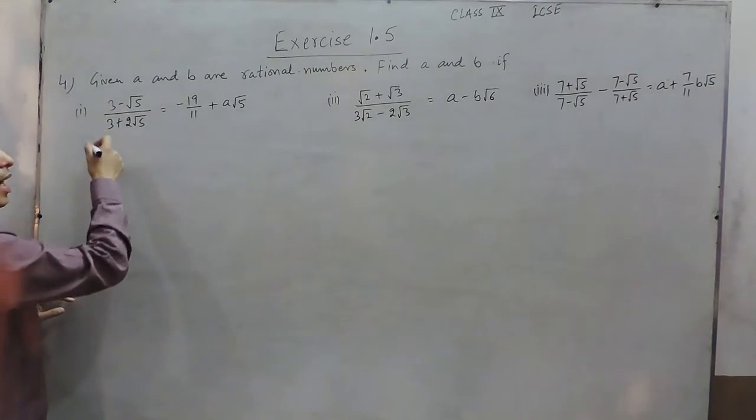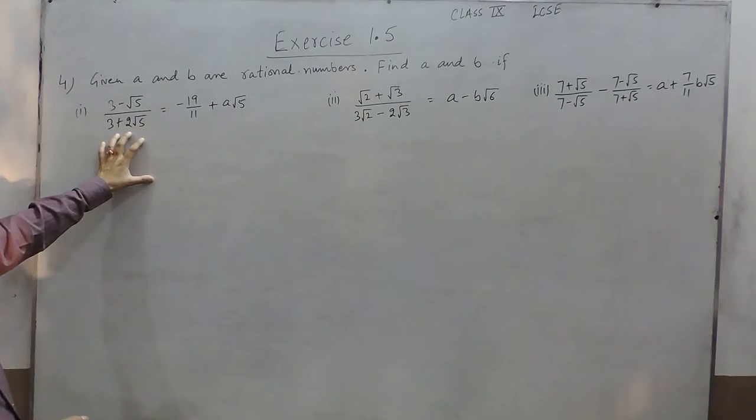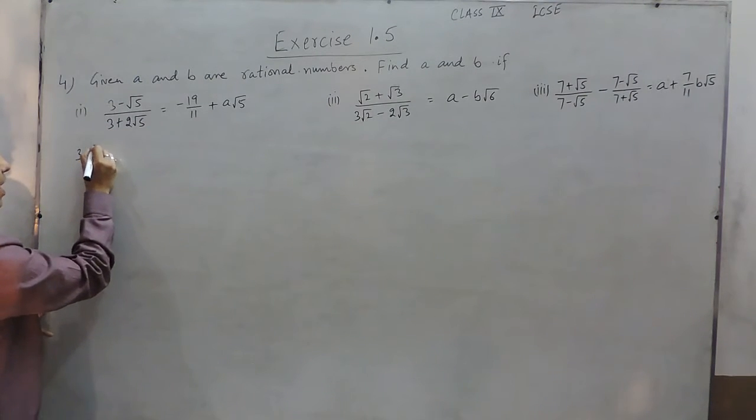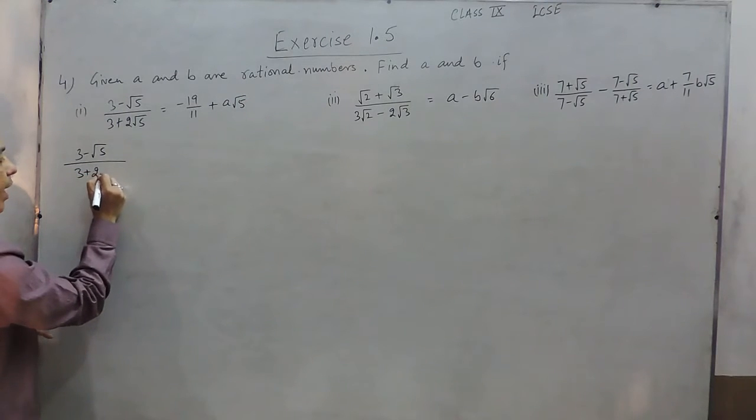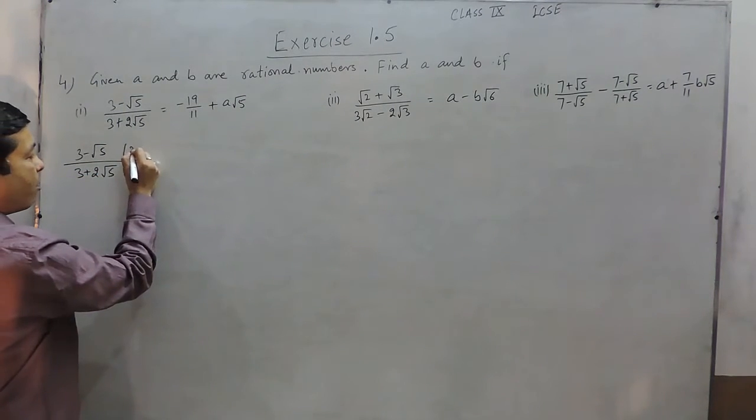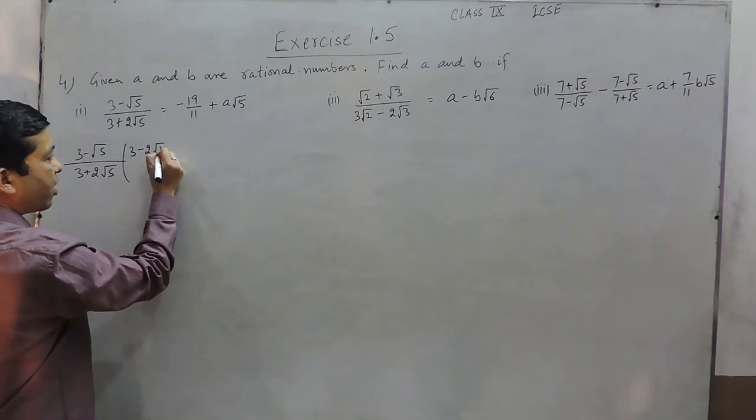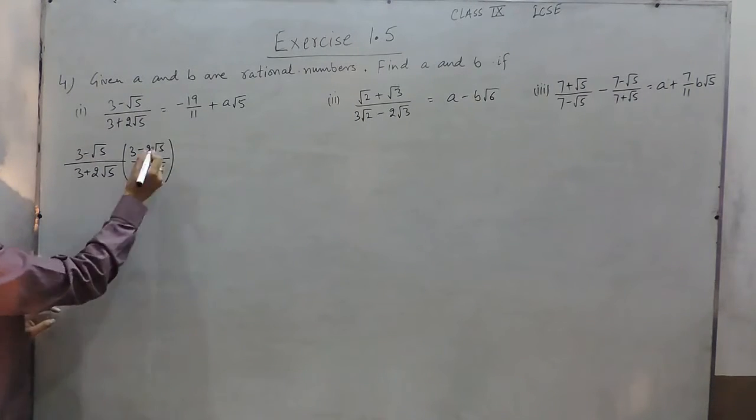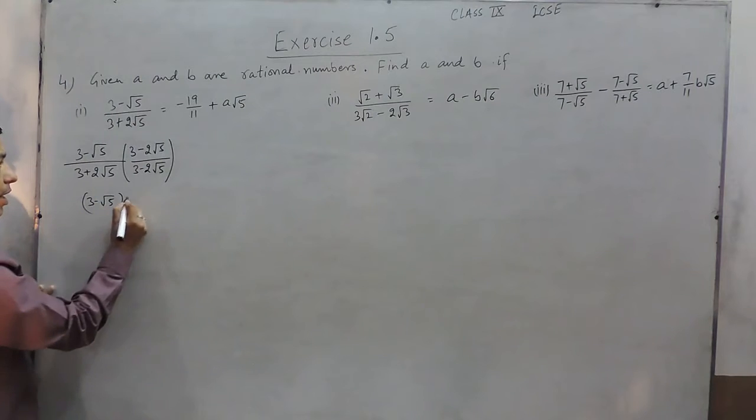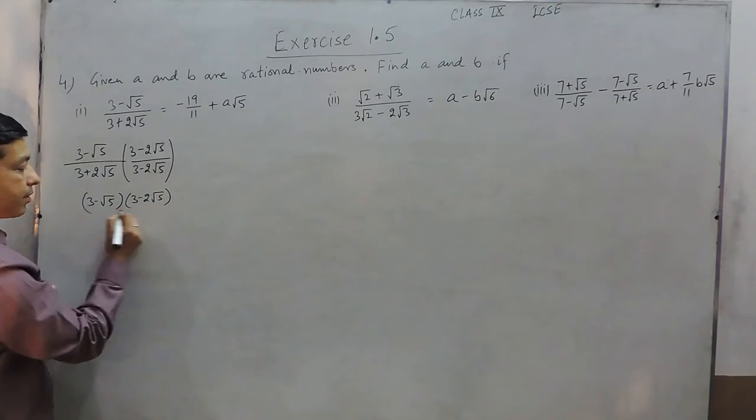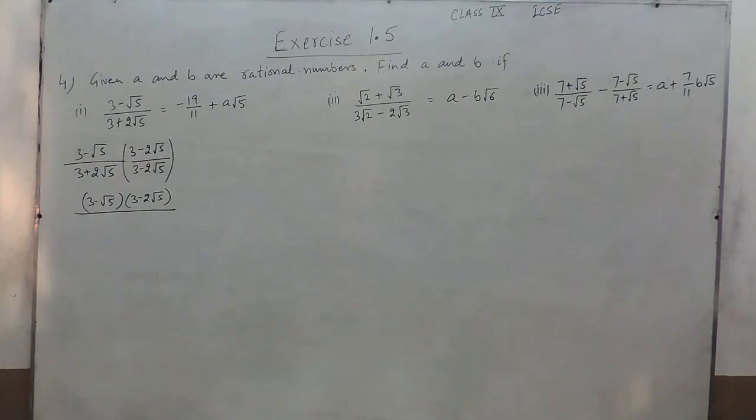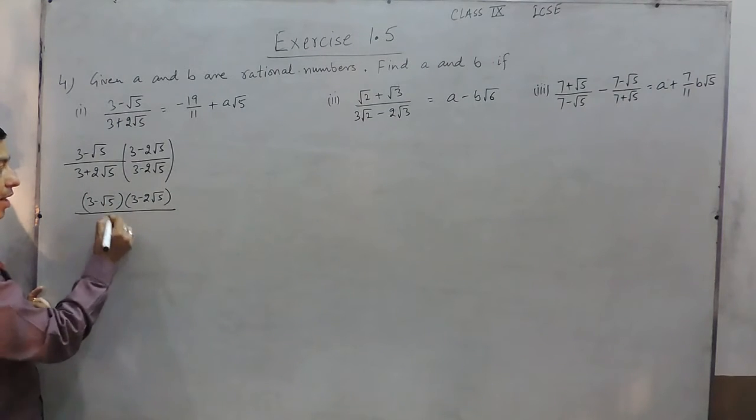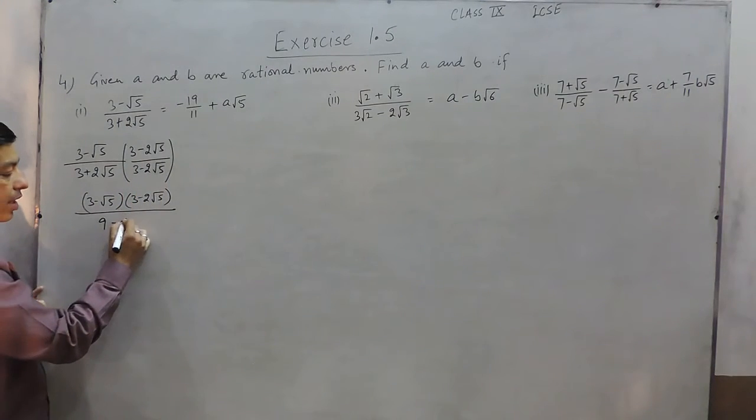Here, this is not in a correct format because the denominator should be rationalized. So first of all, we will multiply by the conjugate of the denominator. Multiplying the numerator by 3 minus 2 root 5 and the denominator by 3 minus 2 root 5. Once we multiply, this will become (3 minus root 5) multiplied by (3 minus 2 root 5) in the numerator, and in the denominator again it is the x plus y into x minus y format. So 3 into 3 is 9, minus 2 multiplied by 2 multiplied by 5, that is 20.